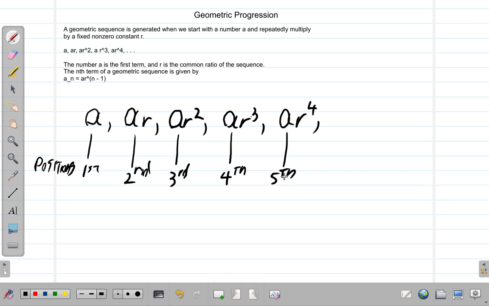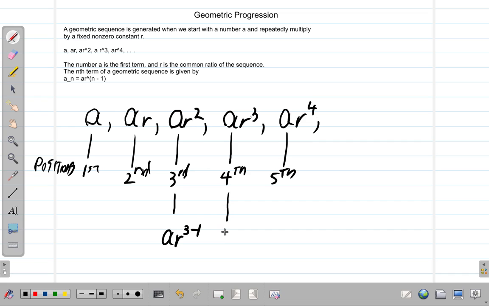Now, notice what happened here. The power of R is 1 less than the position that the term is in. So, let's say for the third term, you have AR to the... Now, if you write the position of the term here, then you minus 1 from it, you get AR to the 2. AR to the 3 minus 1 is AR squared.